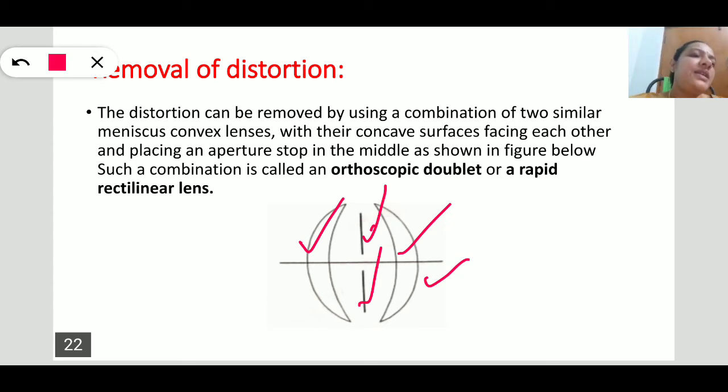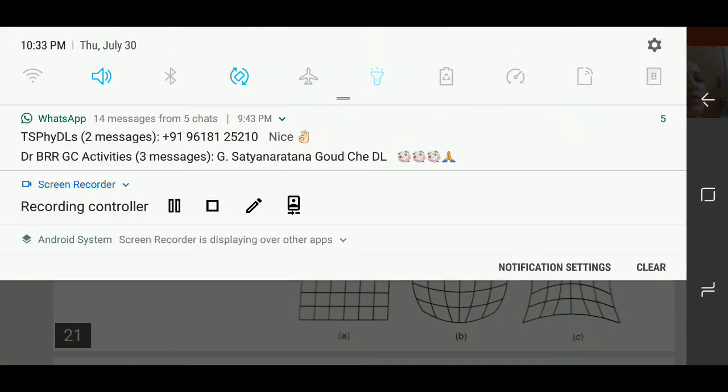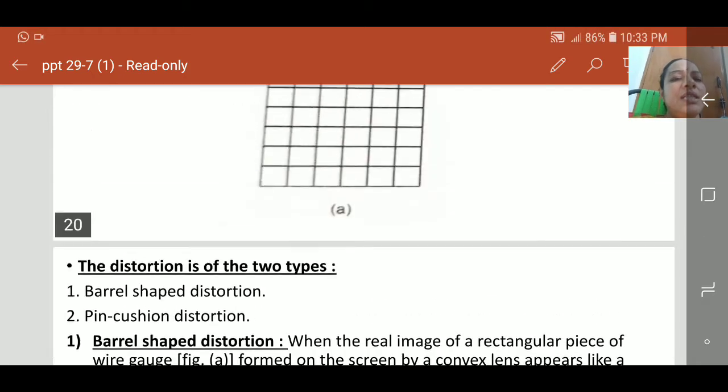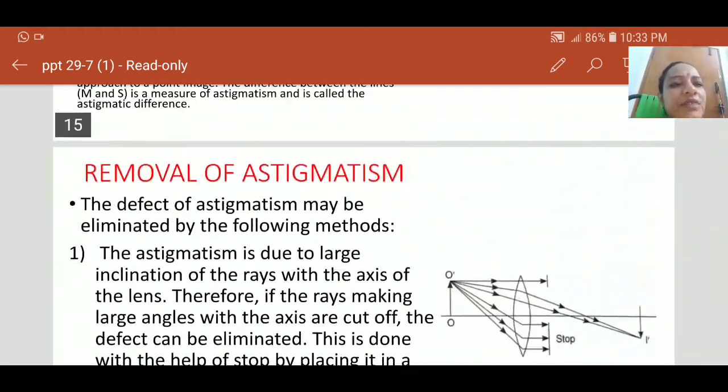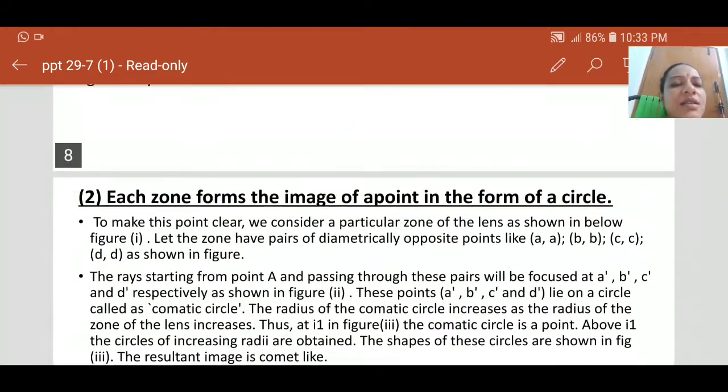So totally we have completed the types of aberration, that is, the monochromatic aberrations: spherical aberration, coma, astigmatism, curvature and distortion. This is today's class. Let us recall what we have learnt in this class. Revise. That is a continuation of yesterday's class.